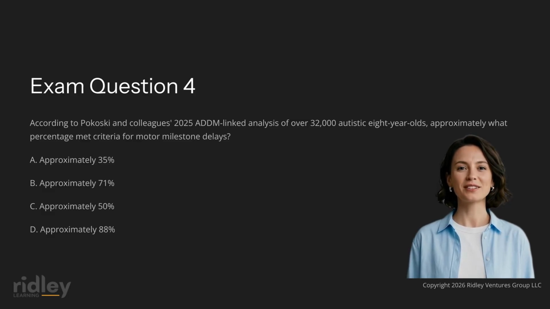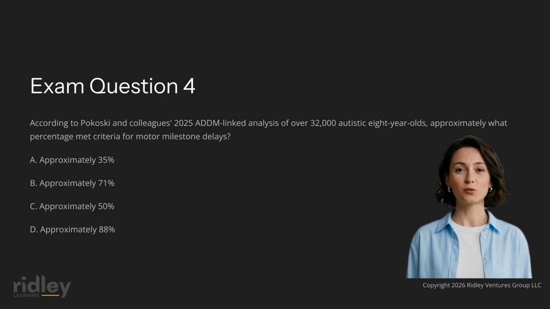Question 4. According to Pekoski and colleagues' 2025 analysis of over 32,000 autistic 8-year-olds, approximately what percentage met criteria for motor milestone delays? The correct answer is B. Approximately 71%. Rationale. Pekoski and colleagues' 2025 analysis of 32,850 autistic 8-year-olds found that 71.4% met criteria for motor milestone delays. Population-level estimates range from 35% to 88% depending on the measure. Yet motor differences remain dramatically under-recognised in clinical care, with only 31.6% of affected children receiving physical therapy services.